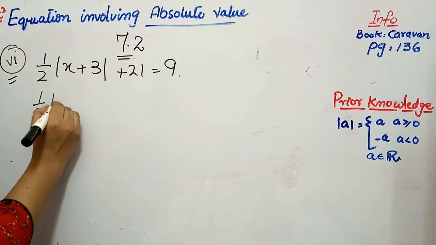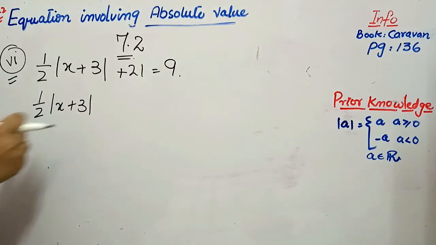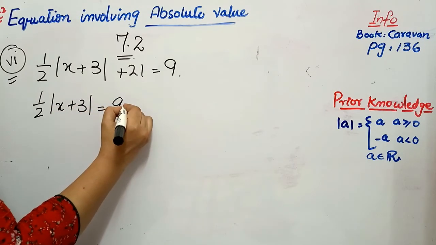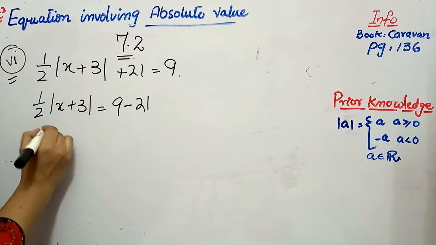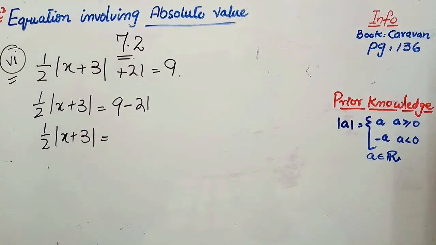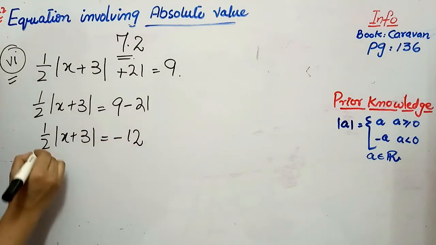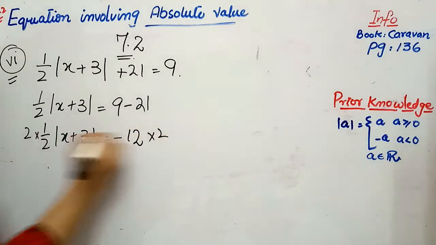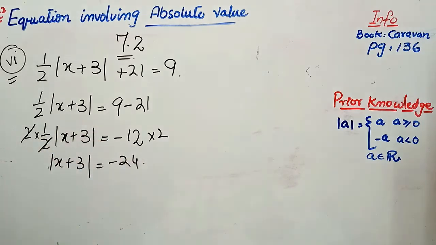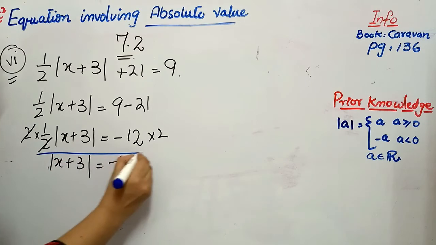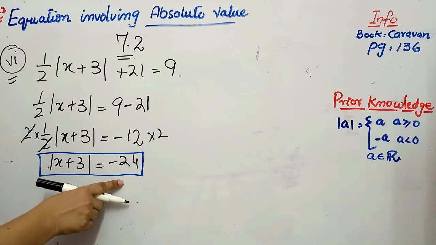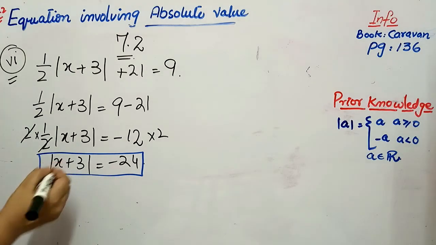It's 1 upon 2 modulus of x plus 3 plus 21 is equal to 9. We need to make that modulus isolated. For that reason we have to subtract 21 from 9. So it will be 1 upon 2 modulus of x plus 3 is equal to 9 minus 21, which is minus 12. Now we have to multiply by 2, and it will be minus 24. So keep this result in your mind, because we will deduce a result from this equation. Fine, so here we are going to solve it.